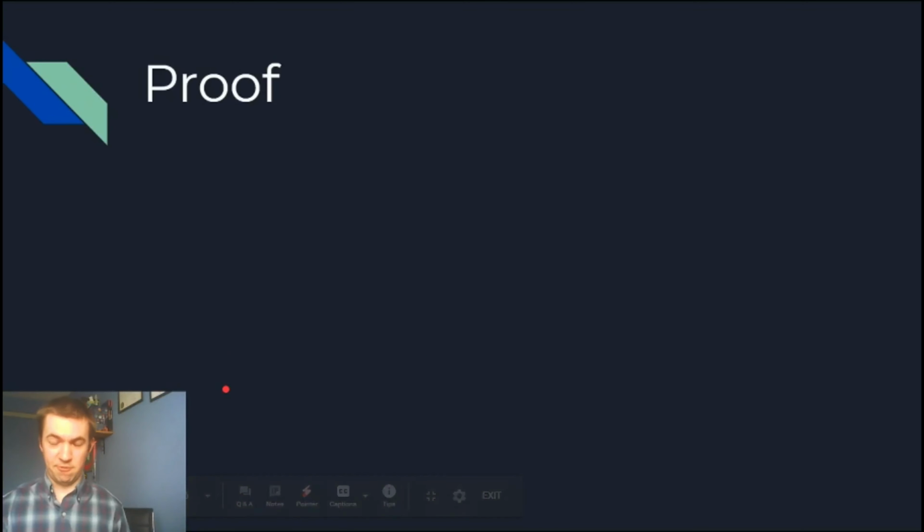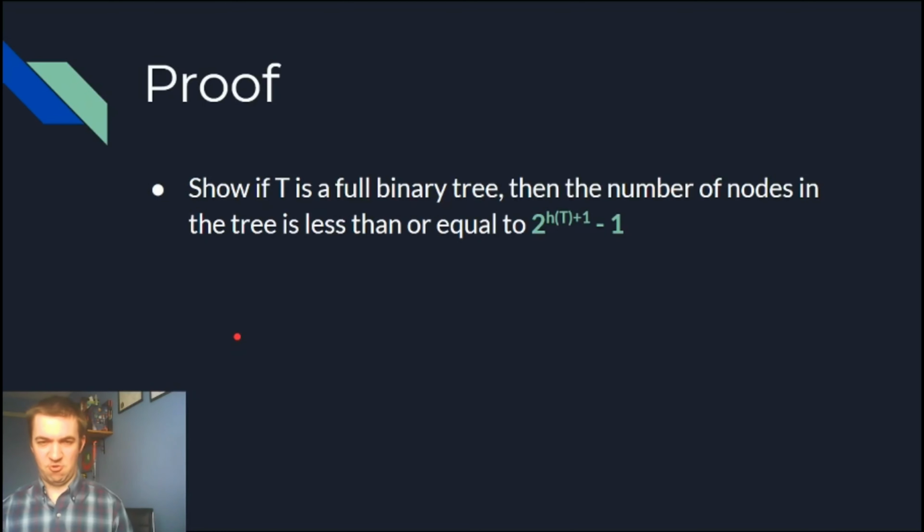All right, so let's do the proof. So remember, this is what we're trying to prove. If T is a full binary tree, the number of nodes in the tree is less than or equal to this formula. So let's look at our base case.